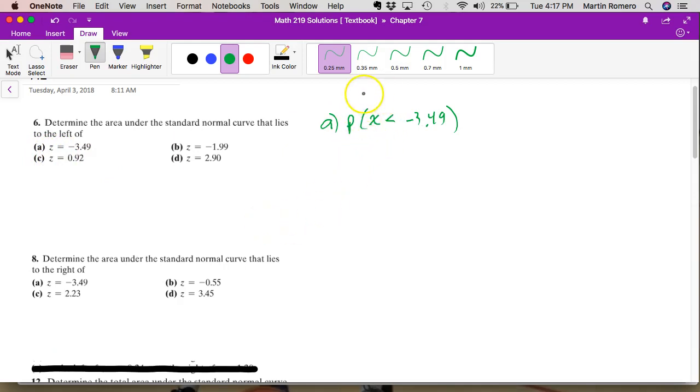And so to calculate that, I'll draw it real quick. You draw your normal curve. We know for a standard normal, the mean is 0, standard deviation is 1. So in this case, negative 3.49 is somewhere over here. And so we're looking for this area right in this spot. What's this area equal to? That's the answer we're going to get.